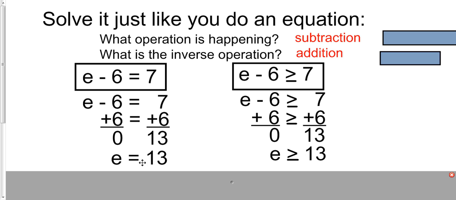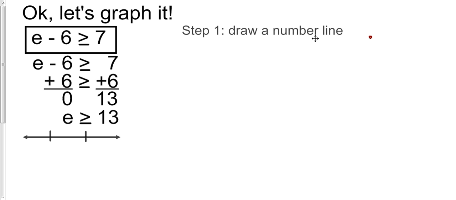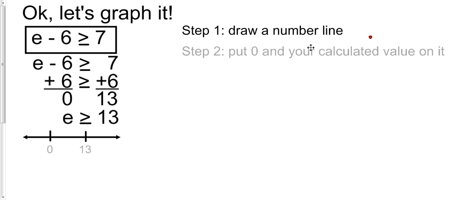For the equation, one answer, the only answer, e equals 13. For the inequality, e is greater than or equal to 13. This time 13 is a solution, as well as everything greater than 13, everything to the right of 13. So let's graph our solution since we cannot list them all. First, we will draw a number line. We will put 0 and our calculated value on the number line, so 0 and 13.